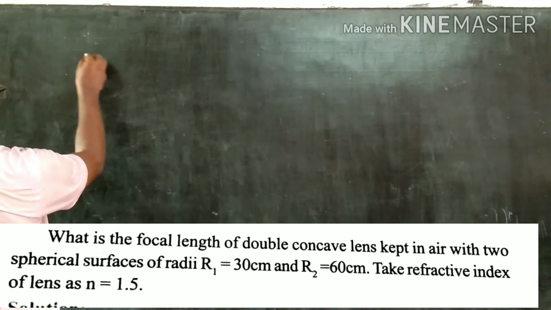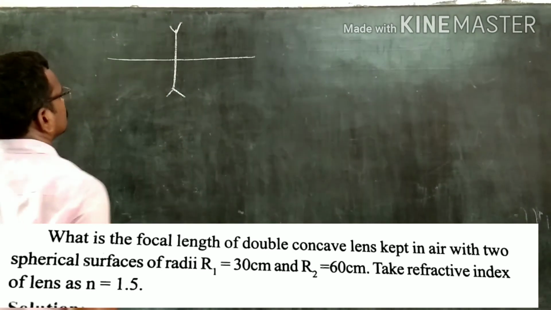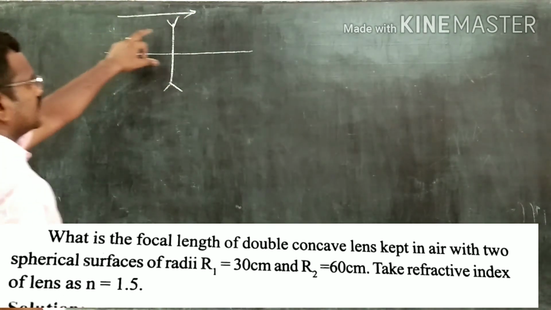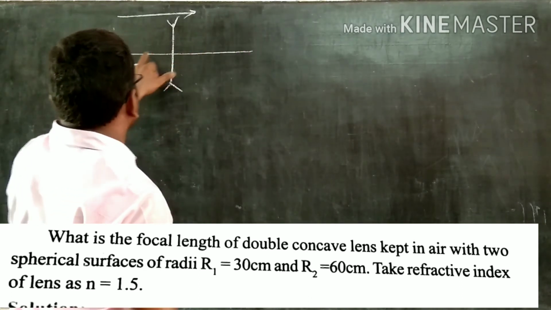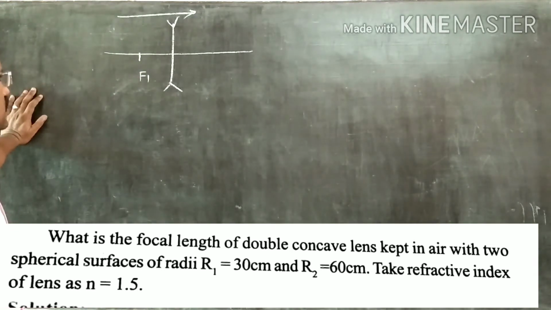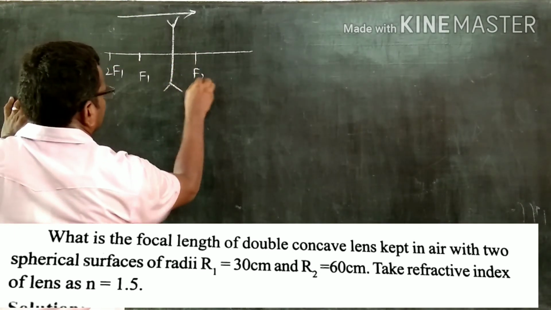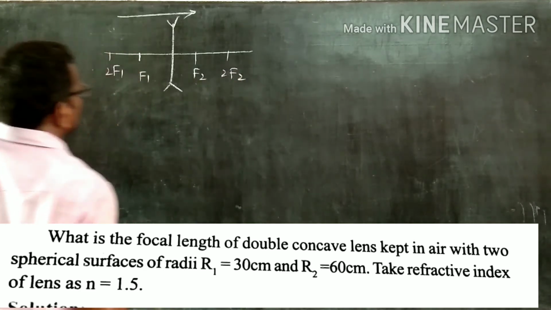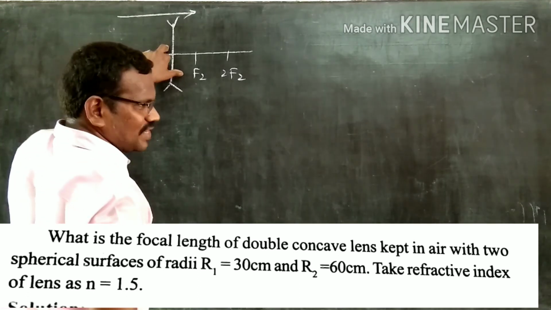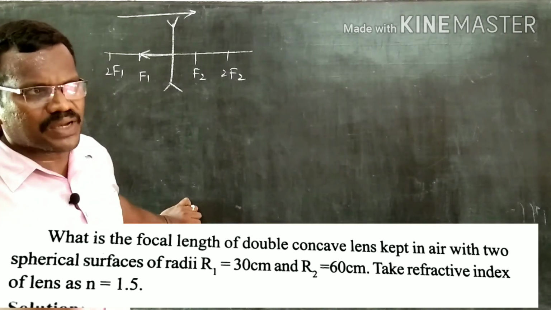So while solving the problem, first of all we should draw the principal axis, and here it is the double concave lens. We already know if we consider the light rays coming from left to right, these light rays undergo divergence, but they appear to be coming from a point that is called the focus. On the left hand side the focus is considered as f1, here it becomes 2f1, on the right hand side it becomes f2 and 2f2. This means the focal length of a concave lens is always negative. The focal length of a convex lens is positive.